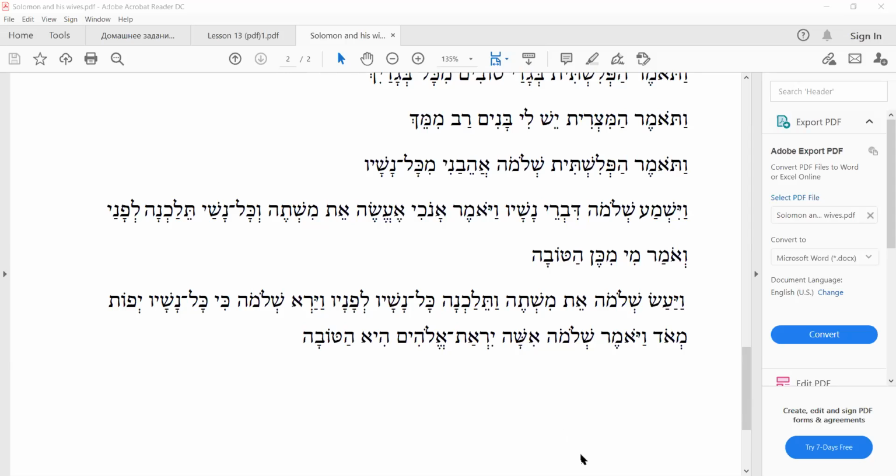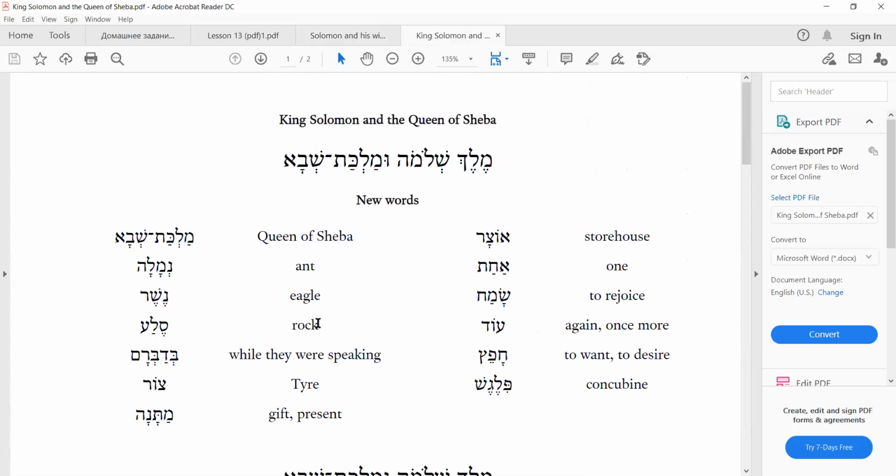In this case, let us start reading another text, and it is a little bit longer. So we will start reading it here, and you will continue reading it at home. And this is your text. So this is King Solomon and the Queen of Sheba. Melech Shlomo u Malkat Sheva.